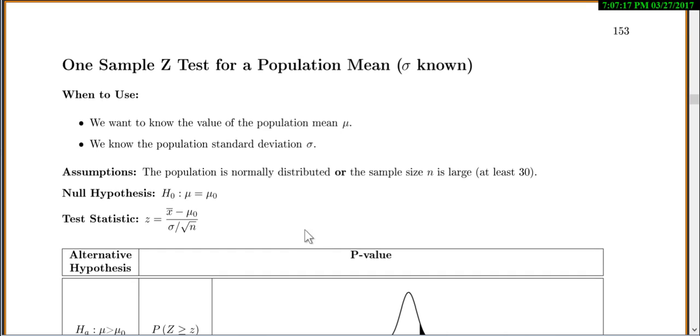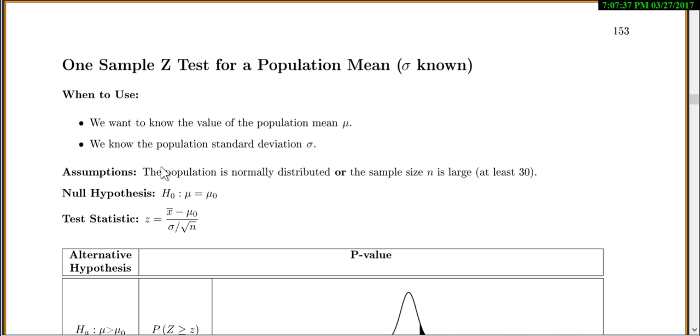So this is where the chapter in your book actually starts. They just introduce a one-sample z-test for a population mean. We use the z-test when we know our population standard deviation. So we'll use this test when we want to know the value of the population mean mu, and we know the population standard deviation sigma.